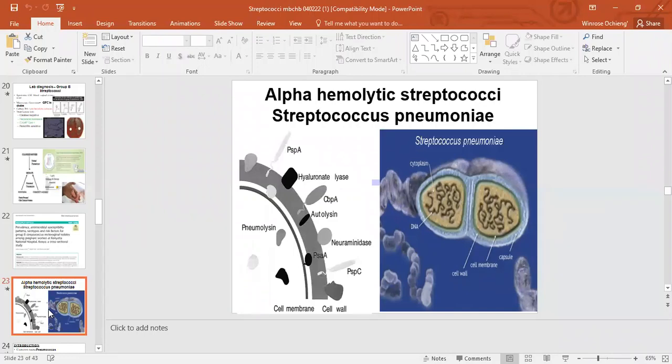When we grow Streptococcus pneumoniae, it grows very well on blood agar. Remember, it's a fastidious bacteria. It's hard to grow.